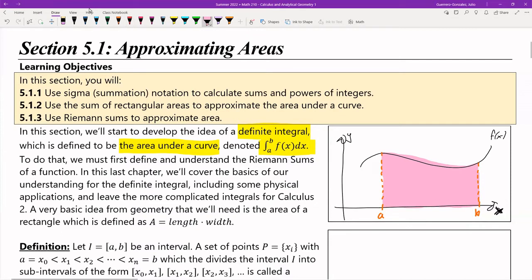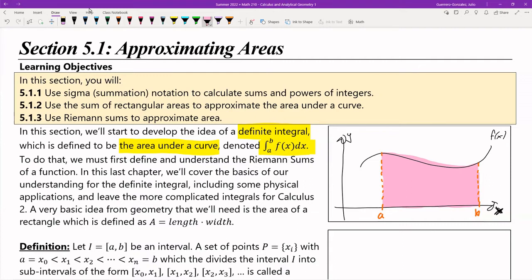Okay, at least this is what we're going to be doing with the integral, right? We're going to be delving into some basic concepts and the understandings of a definite integral, maybe get into some physical applications, right? And leave the more complicated stuff, like I said, for Calc 2, okay?